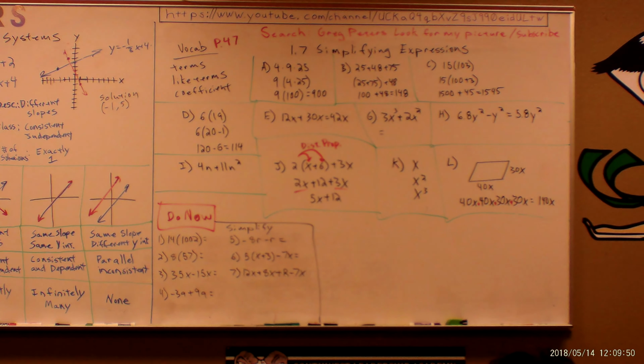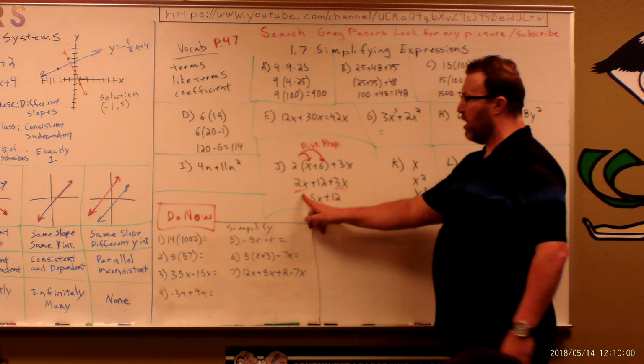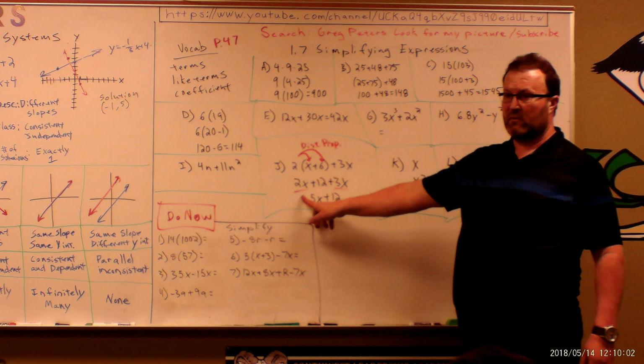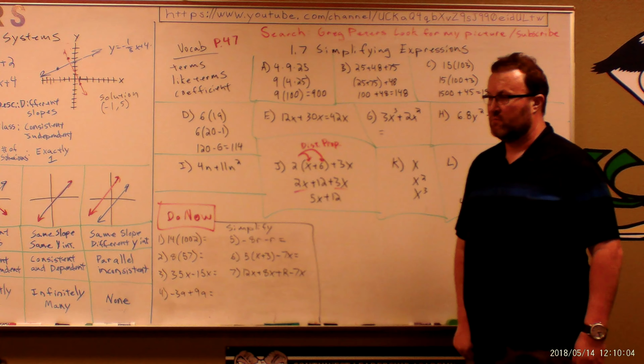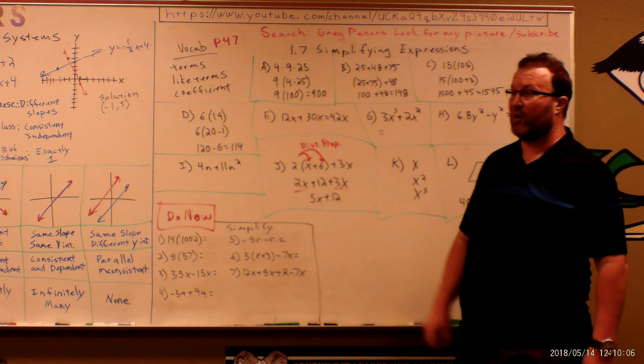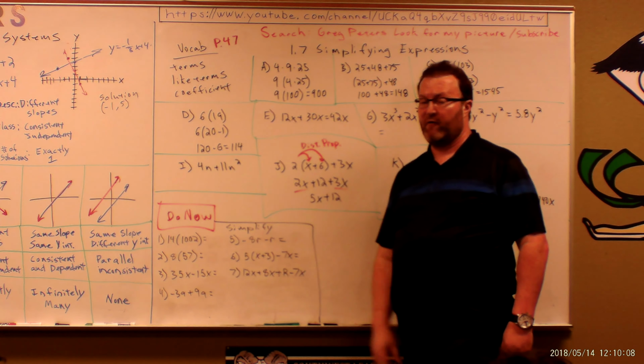Okay, so we're dealing with terms, like terms, and coefficients. All a coefficient is, is a number in front of a variable. So the coefficient in this problem is 2. Understand? What's the first number? It's always the first number, usually in front of a letter, in front of a variable.